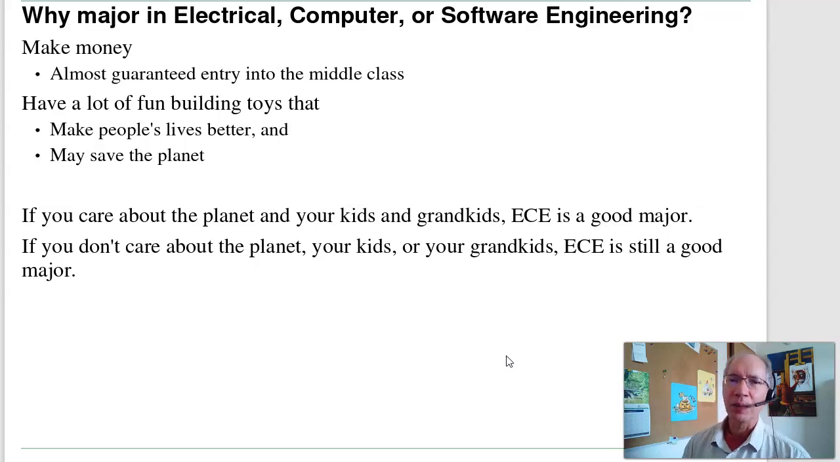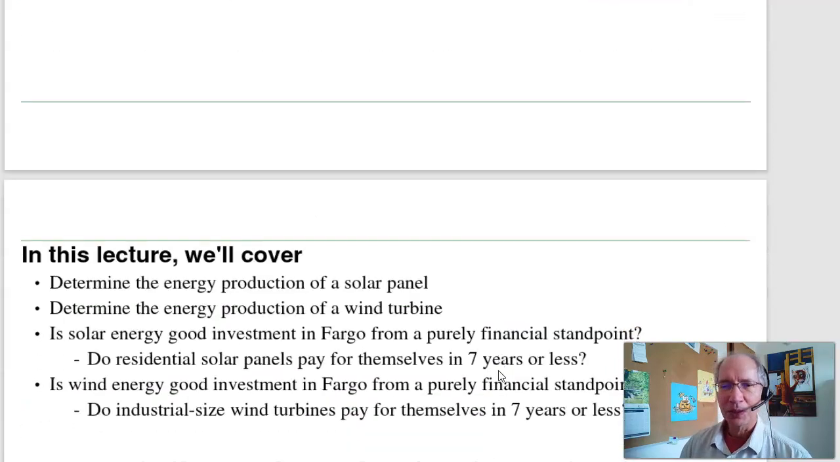You also make money. In engineering, you almost have a guaranteed entry into the middle class. You have a lot of fun building toys that make people's lives better and actually may save the planet. So if you care about the planet, your kids, your grandkids, and the future, you picked a really good major. ECE is a great major for that. On the other hand, if you don't care about the planet, your kids, your grandkids, or the future, ECE is still a pretty good major. So you picked a good one.